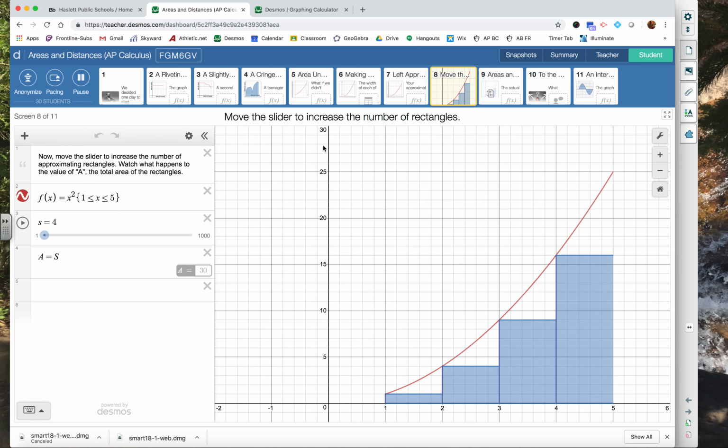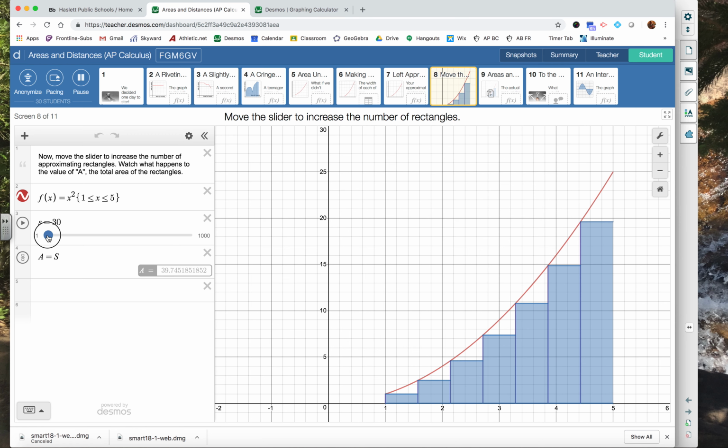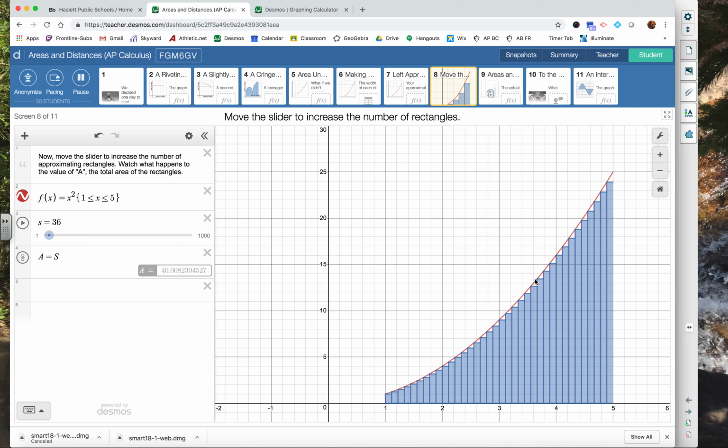Okay, so now we're looking at this graph right here. Now we've got the area calculated as 30 when we have 4 rectangles. This slider makes more and more rectangles. So now we have here 36 rectangles. Each one of those rectangles has a width of 4 over 36, which is 1/9.